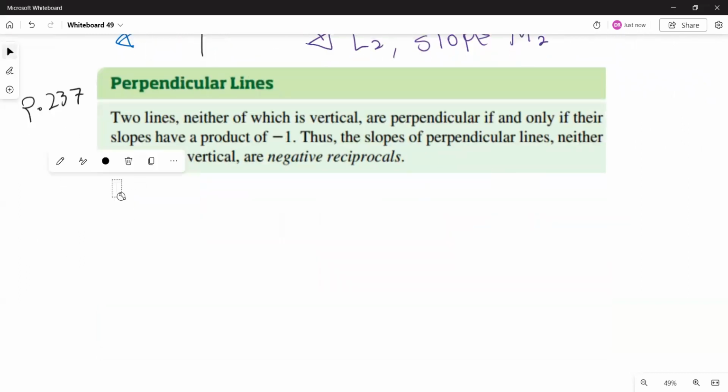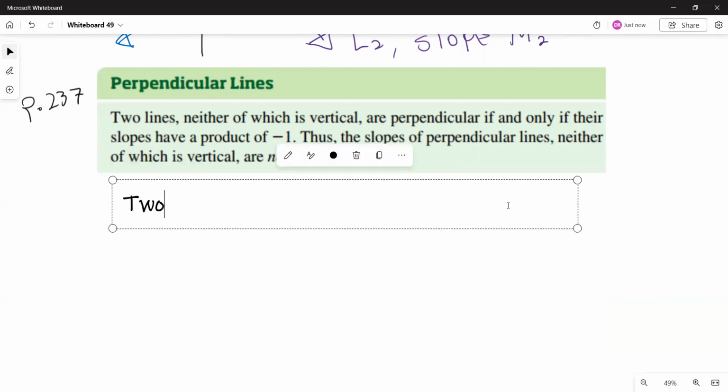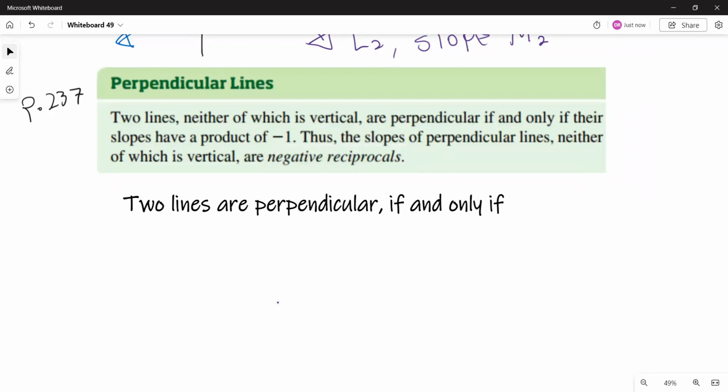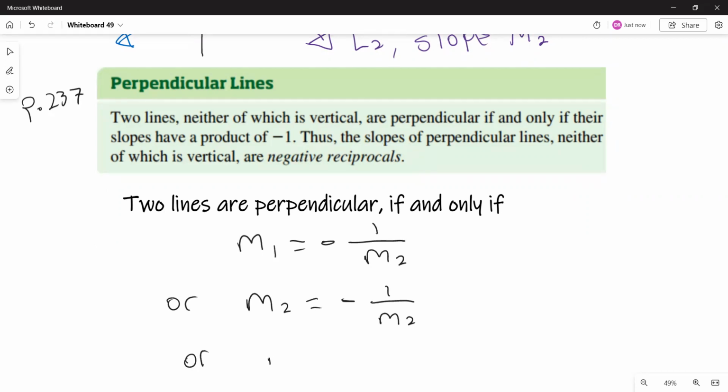Okay, so two lines, neither of which is vertical, are perpendicular if and only if the slopes are negative reciprocals, that is, the slope of L1 is the opposite of the reciprocal of M2, or M2 is the opposite of the reciprocal of M1, or the product of M2 and M1 is -1.